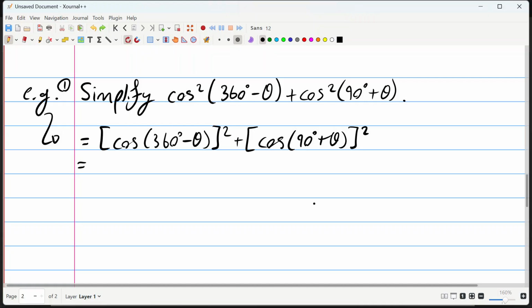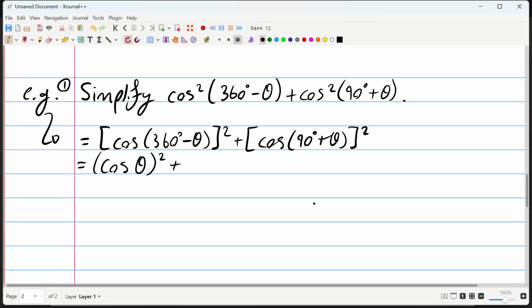So 360 degrees minus theta, what quadrant is that? That is quadrant 4, and isn't quadrant 4 where cos is positive? So therefore we'll just have cos, and then we can reduce the angle and say this is theta. And don't forget about the square, by the way.